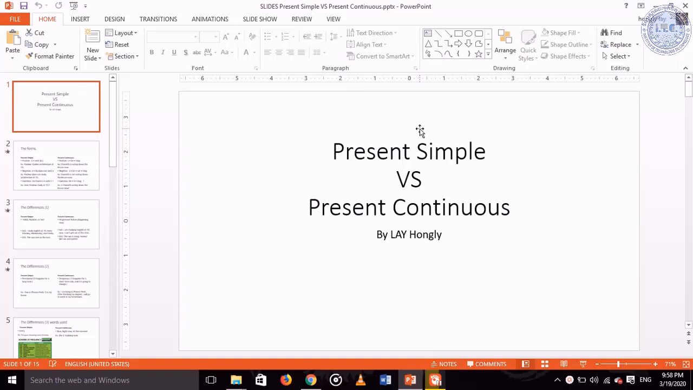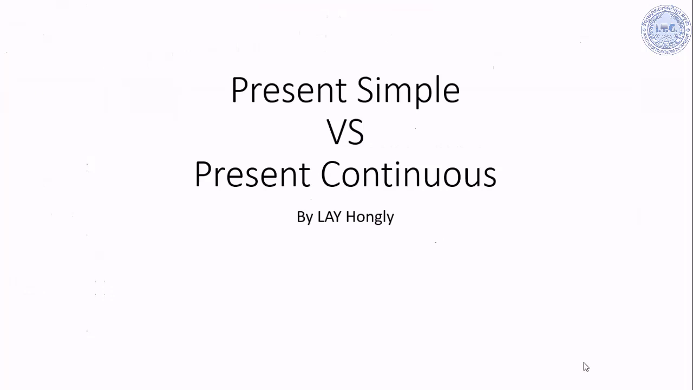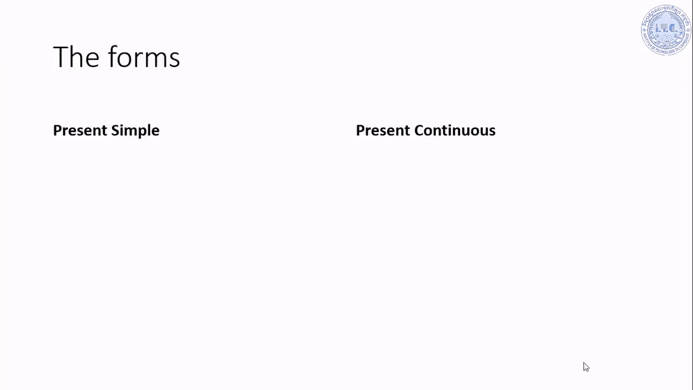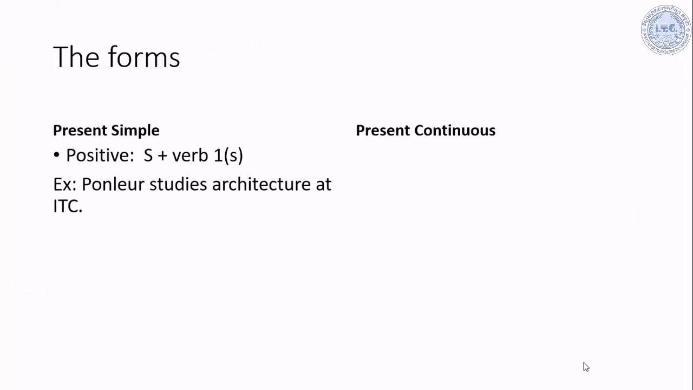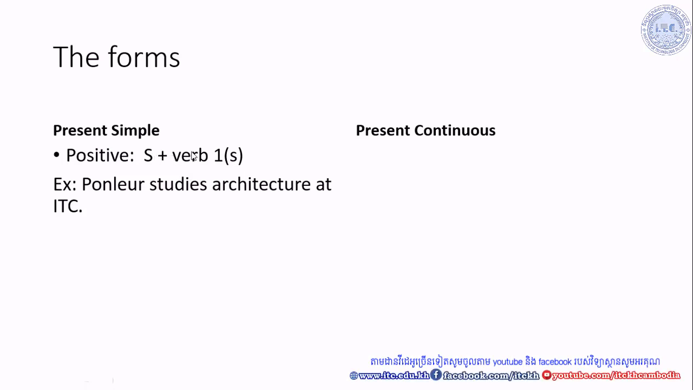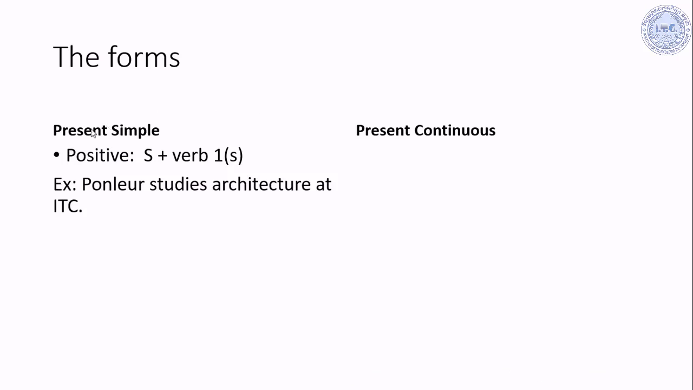So now take a look at the form. So here's the form. Present simple, I'm pretty sure you know already. In positive form, we need subject plus verb 1, and I put s in bracket here, which means if the subject is he, she, it, or singular, you need verb 1, but you have to add s. Other than those, you just put verb 1 without s. So take a look at the example.